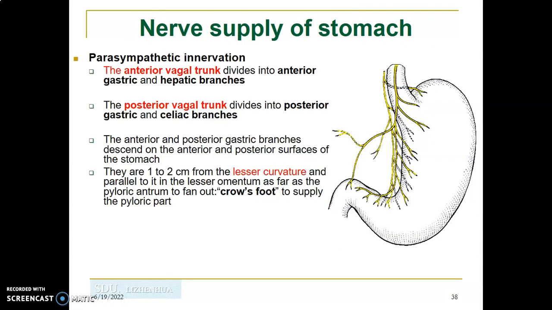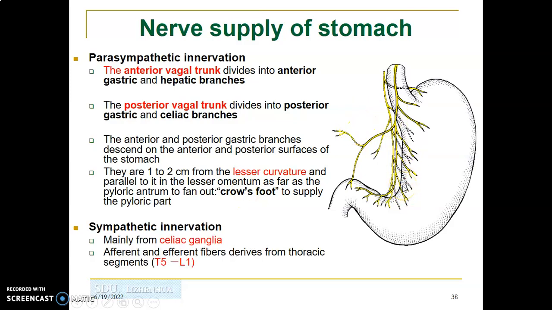What's the nerve supply of the stomach? The parasympathetic is the vagus. So you have the left and right vagus that will form the anterior and posterior vagal trunks to supply the anterior and posterior parts of the stomach. The anterior vagal trunk divides into anterior gastric and hepatic branches, to the anterior stomach and the liver, while the posterior vagal trunk will divide into posterior gastric and celiac branches. These usually fan out from the lesser curvature and form a crow's foot.